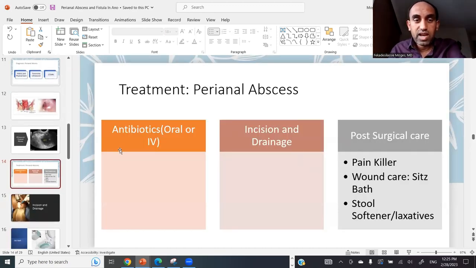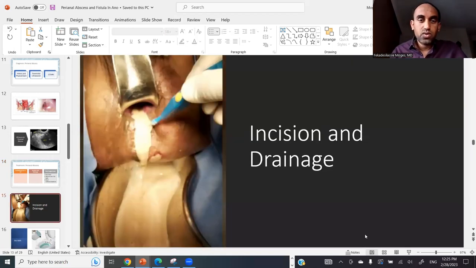So for the treatment of perianal abscesses, you can give oral or IV antibiotics, depending on how bad the infection is, but incision and drainage is the definitive treatment. Post-surgical care includes painkillers, wound care, seat bath, stool softener, and all that, okay? Incision and drainage means you identify the area where there is abscess and make an incision. You can see the kidney dish; this is one of the purposes of a kidney dish. The surgeon is using it to collect the abscess, and you can see frank pus being drained, and this retractor is going into the anal orifice, okay?